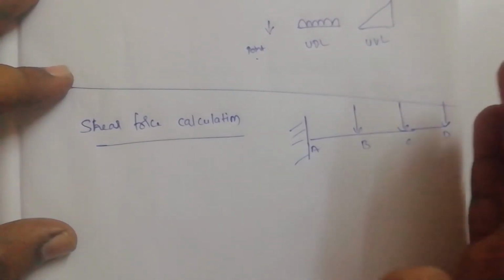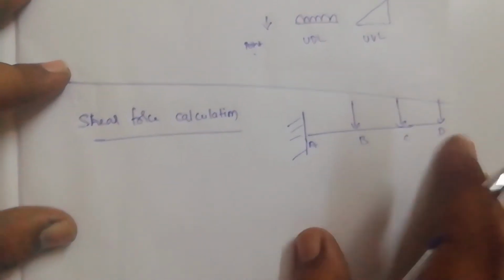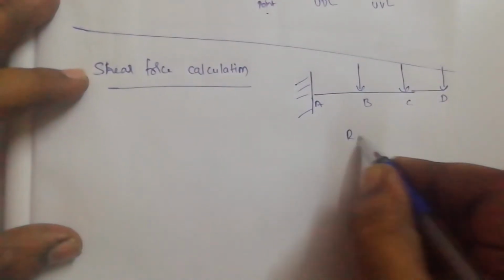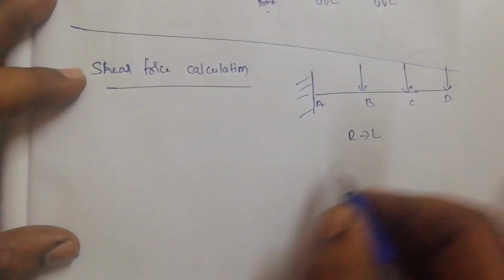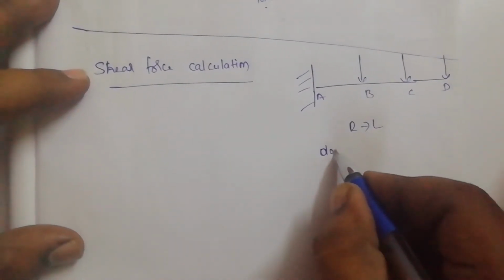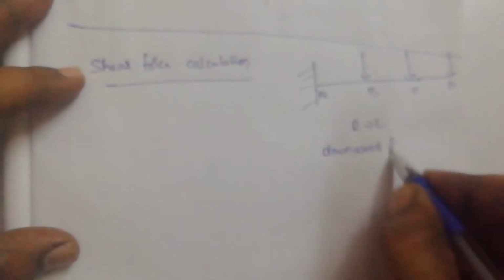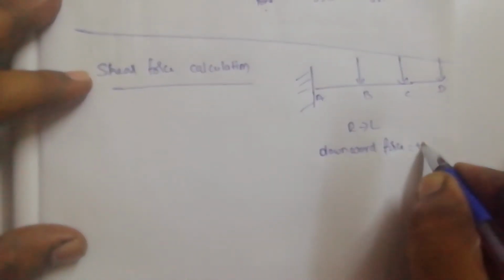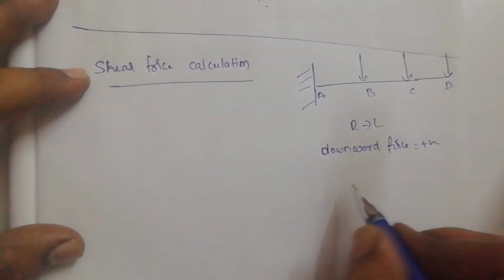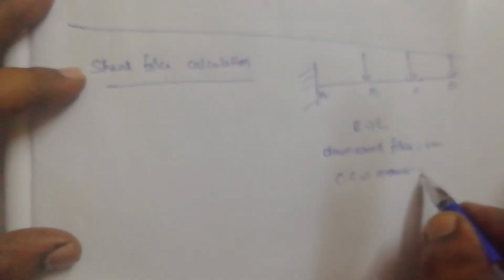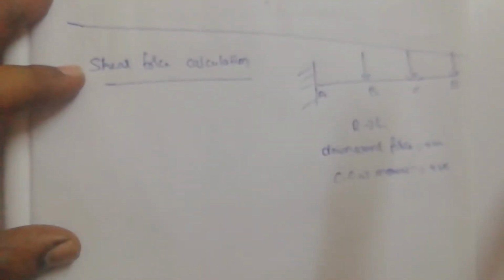Here most of the time we will try to solve the problem from the right corner. So this is a right to left sign convention. What is right to left sign convention? I am writing this so that you can remember every time. Downward force is equal to positive. Next is CCW movement, counterclockwise movement, is equal to positive.